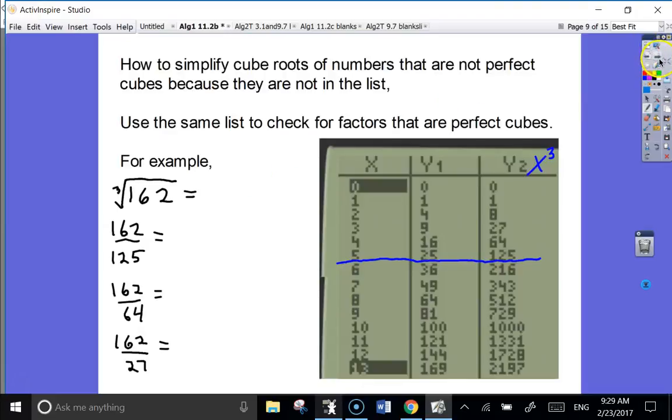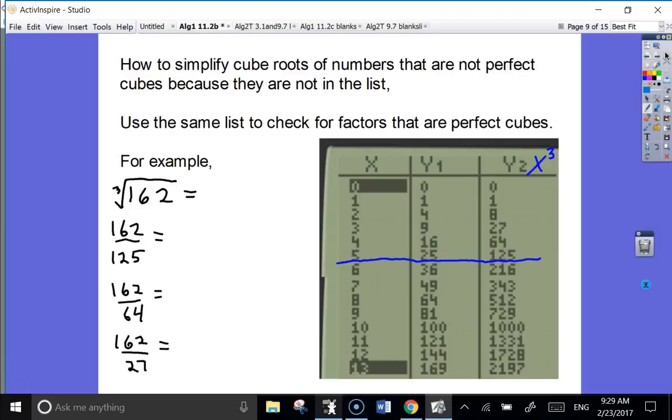So let's say that I wanted to simplify the cube root of 162, right? So the first thing I need to say is, is it a perfect cube? And I look in my list of perfect cubes. Remember we had the list of the squares and the cubes. I look down in this list, and 162 is not in the list, right?